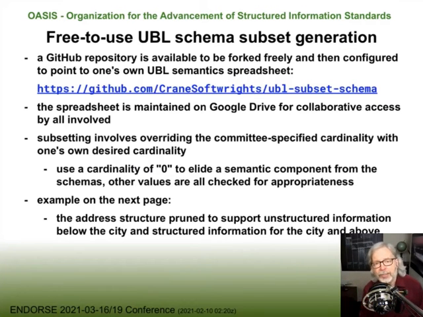So to support this concept, I have published a GitHub repository that leverages the very same tools I created for the UBL committee to generate the schemas. In this case, the tools are looking into an edited copy of the committee spreadsheet, where the subset specifier indicates which semantic components are to be ignored in the library subset. This is done by specifying a cardinality of 0, which is a cardinality one would not find in a schema expression.